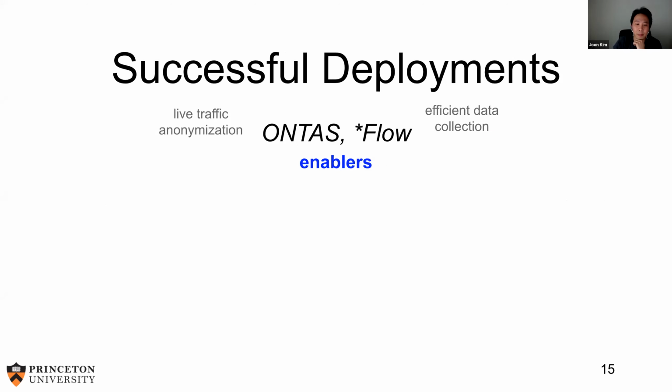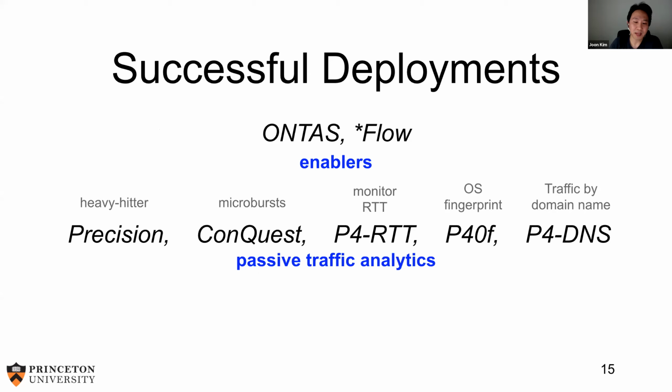And we also share some results of our successful deployments, our experiments. We have multiple P4 applications running on our campus. The first two are OnTest and StarFlow, which are actually more enablers because they enable live traffic anonymization and efficient data collection. We have a bunch of passive traffic analytics apps for heavy hitter and microburst monitoring, RTT with fingerprinting, or counting traffic by domain name instead of IP addresses.